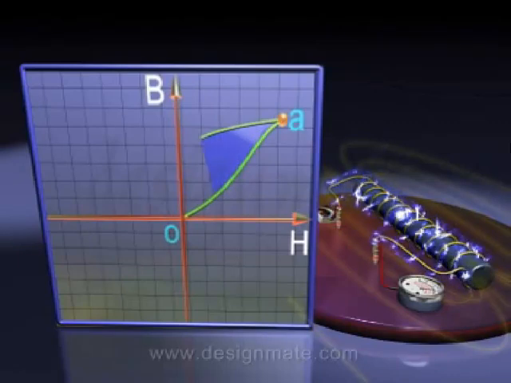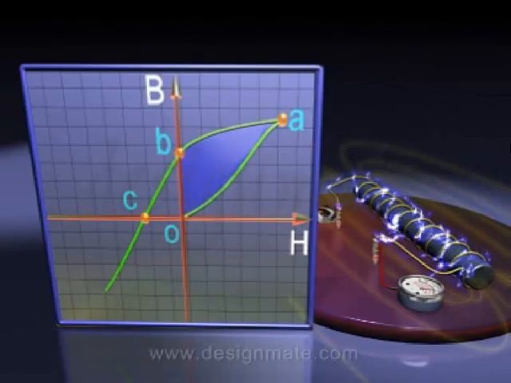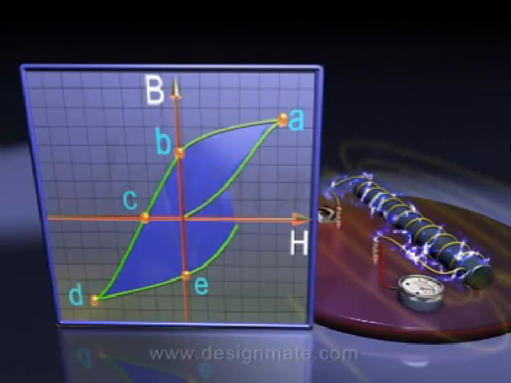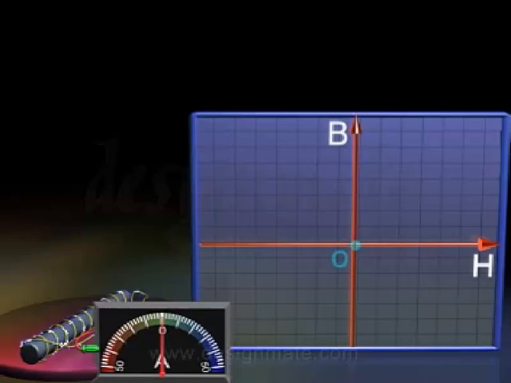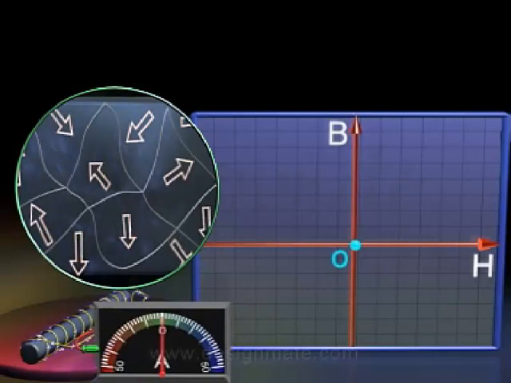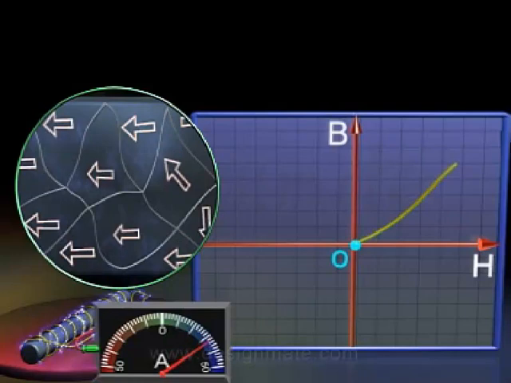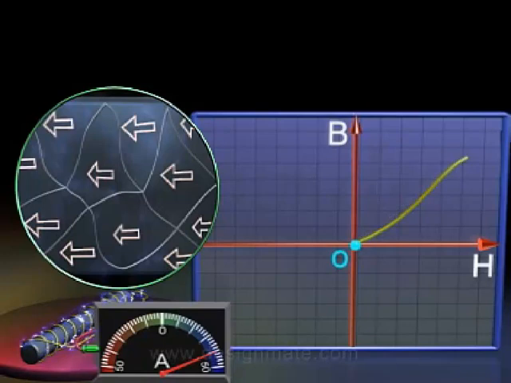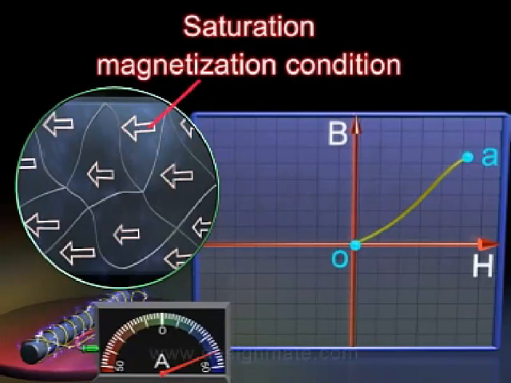One such representative graph for a ferromagnetic material is shown. At the point O in the graph, the substance is in its normal condition without any resultant magnetic field inside the substance. As H is increased, it generates increase in B. But this increase is not linear. Near point A, B is maximized, meaning it is the saturation magnetization condition of the rod.